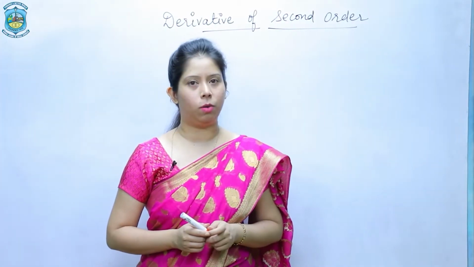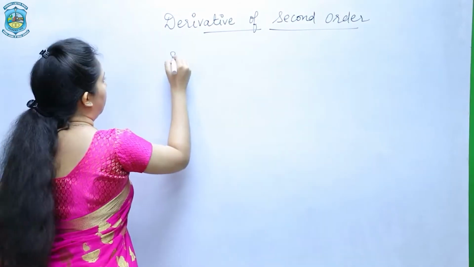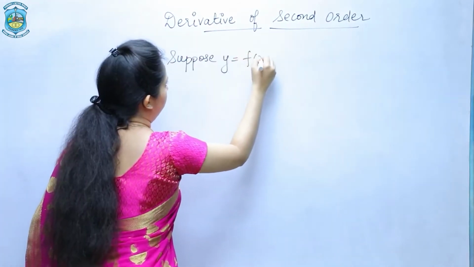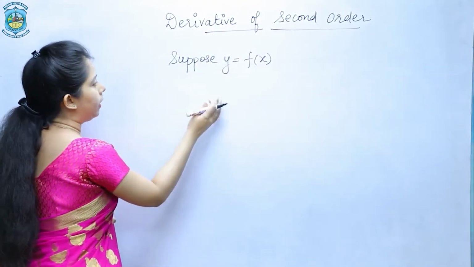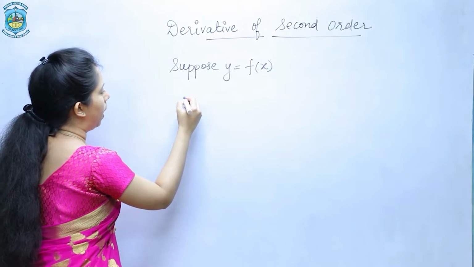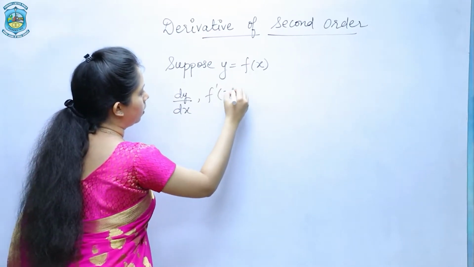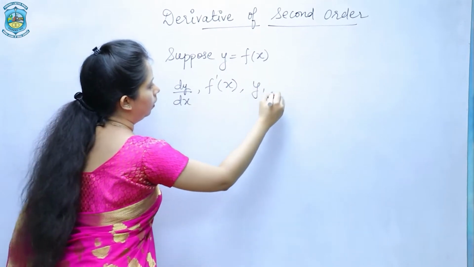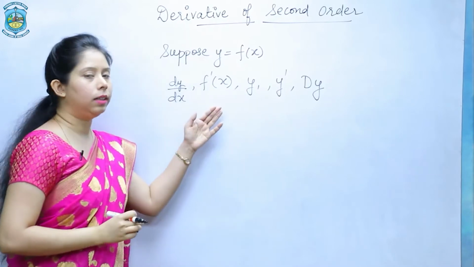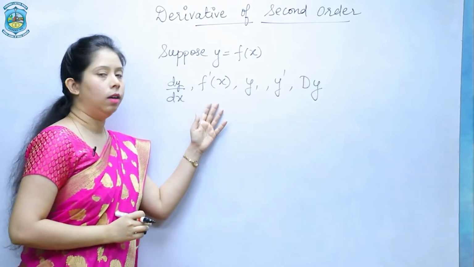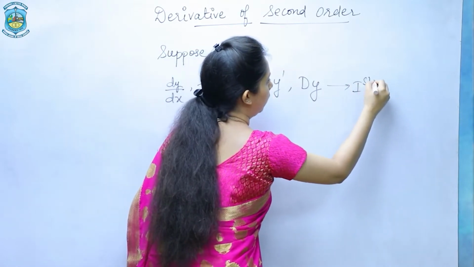Now, we will be talking about the notations of derivatives. So, suppose y is equal to f of x be a function of x, then the first order derivative can be denoted by dy by dx or f dash x or y1 or y dash or dy. So, these are the notations by which you can denote the first order derivative.